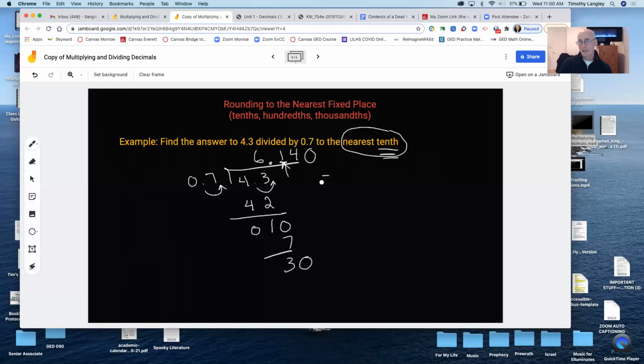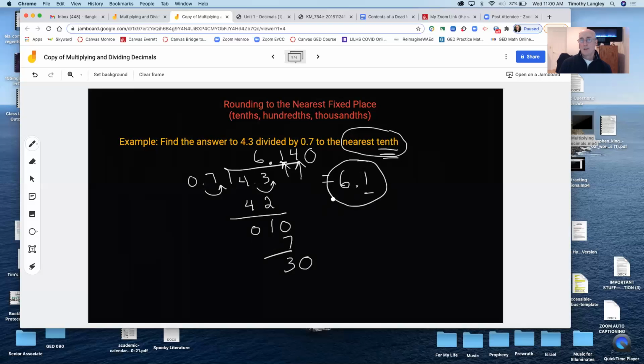So the actual answer is 6.1 here, okay? Because 1's in the 10th place and the number to the right of it in the problem is not 5 or more, okay? So that's rounding to the nearest 10th place.